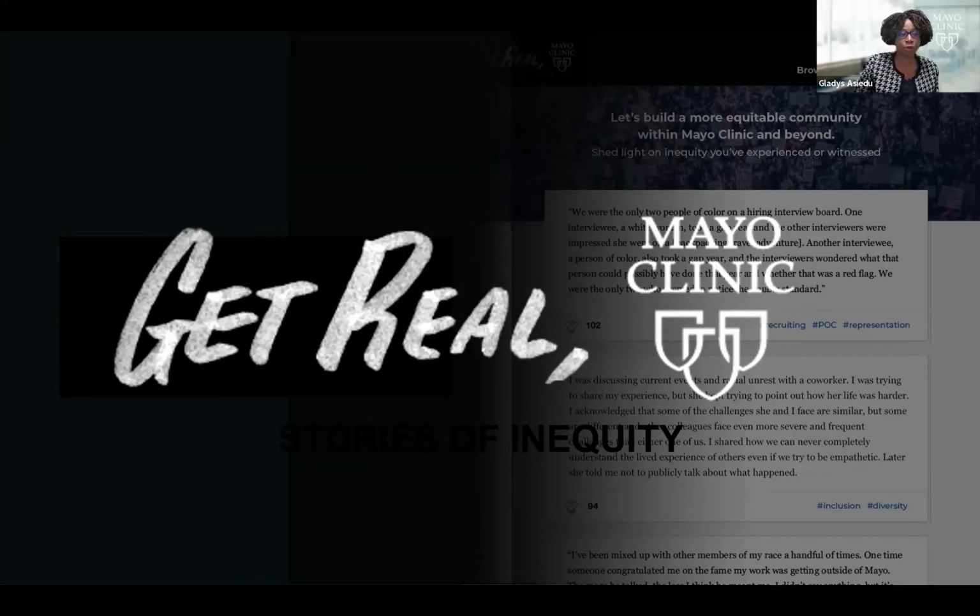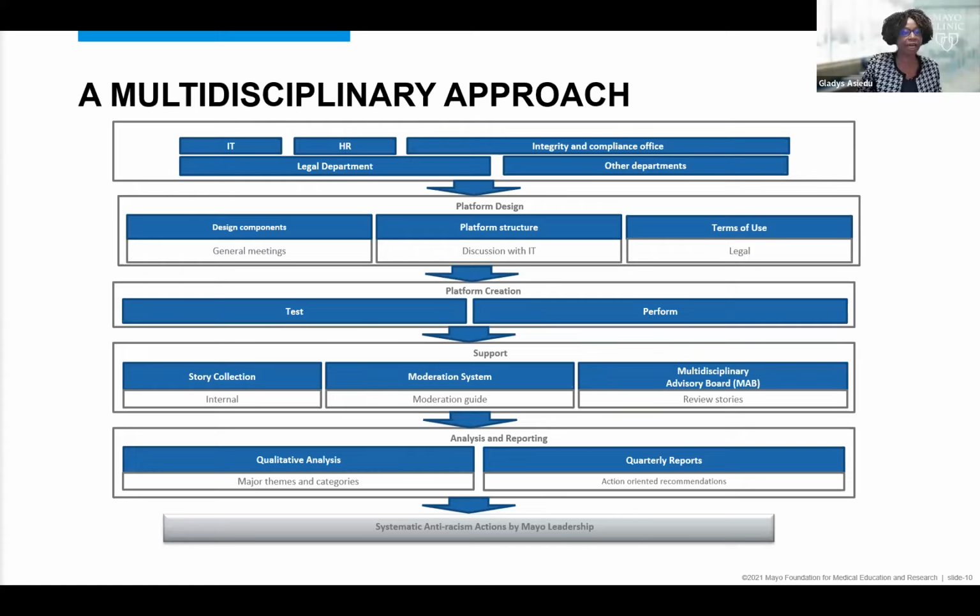We have an allyship platform now. We have other components like LGBTQ experiences. We have disability experiences, and we hope to expand on that in the future. And the way we went about it is, as I alluded to earlier, these experiences are most often entangled by compliance and legal and HR, and what needs to be reported and what needs not to be reported. So we set out to build a multidisciplinary approach to address these.